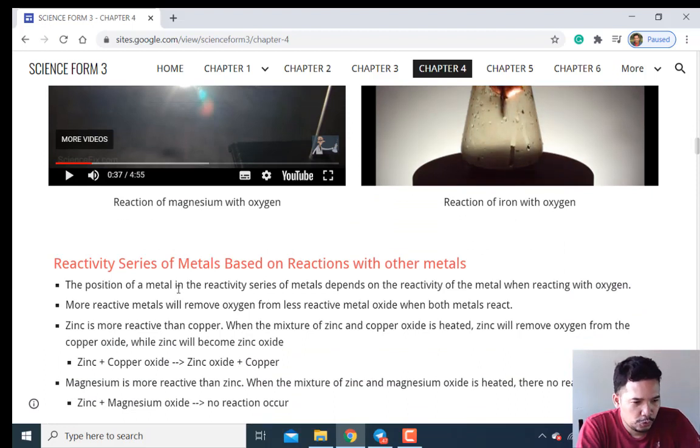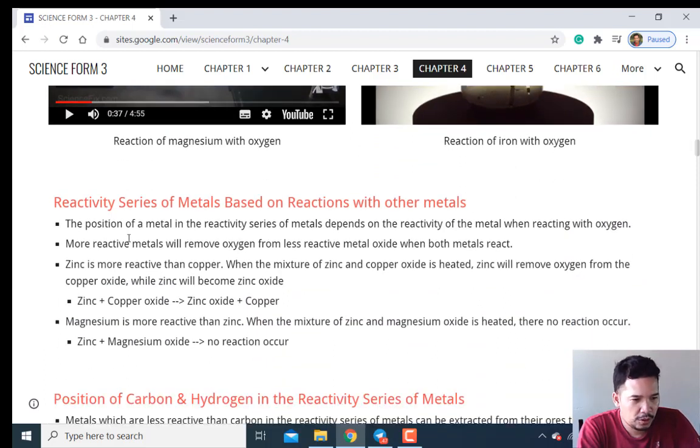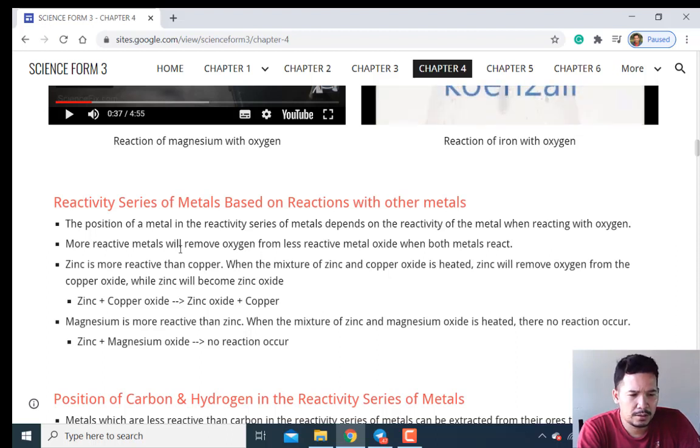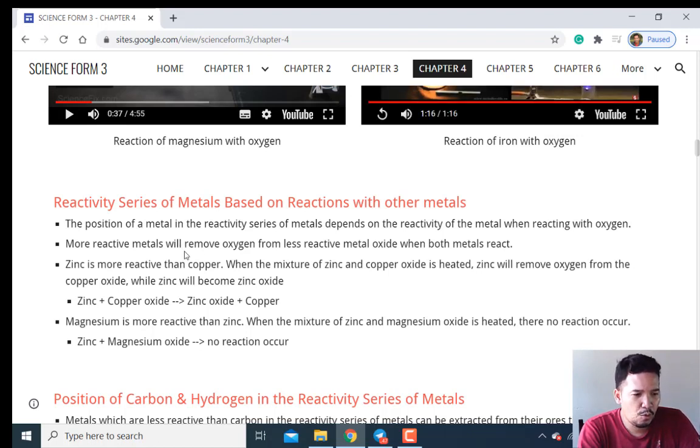So we continue on the reactivity series of metal based on reaction with other metals. The position of metal in the reactivity series of metals depends on the reactivity of metal when reacting with oxygen, which means the more reactive metal will remove oxygen from less reactive metal oxide when both metals react. For example, zinc is more reactive than copper.